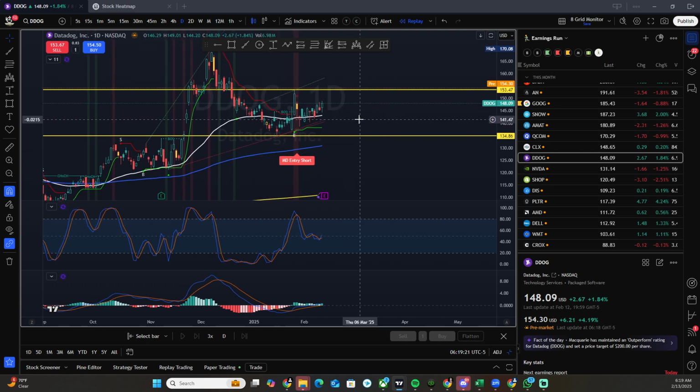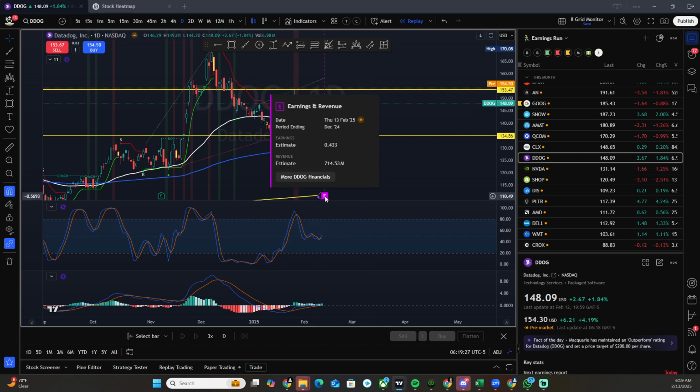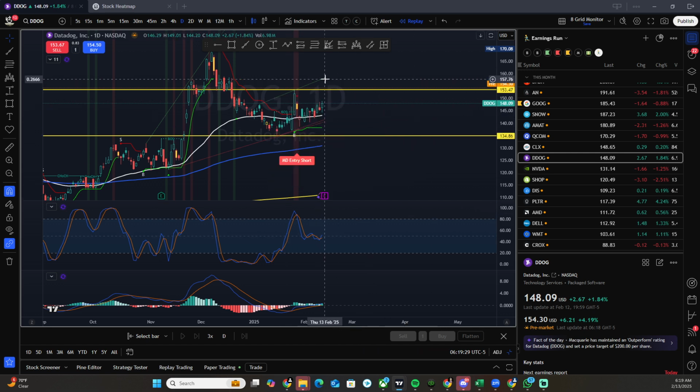Still consolidating. Looks like we got a nice little pop-up. Is there earnings this morning? Oh, their earnings is this morning. Okay, so now we got a nice little pop-up here from their earnings.